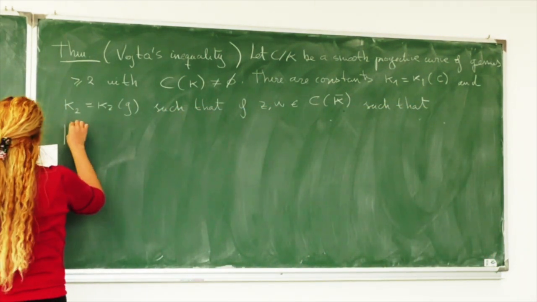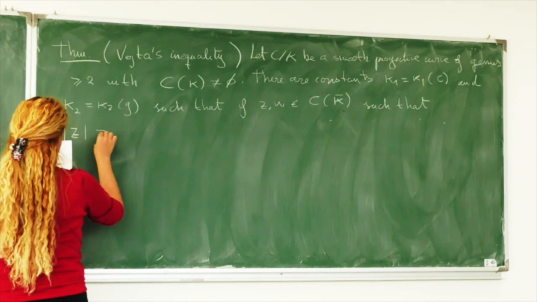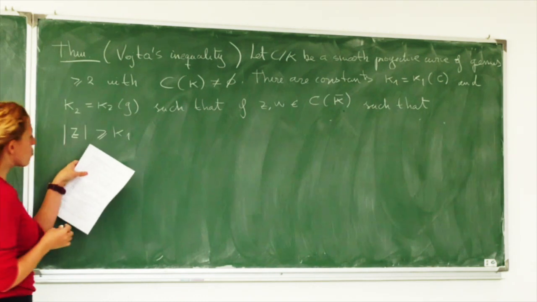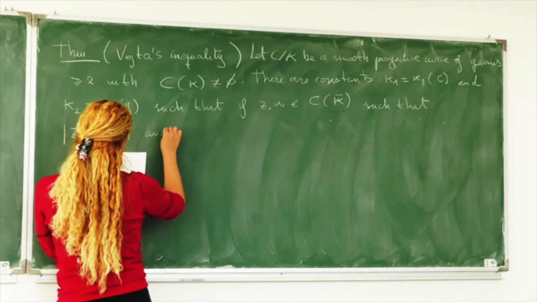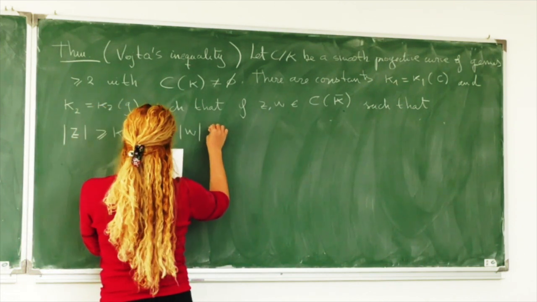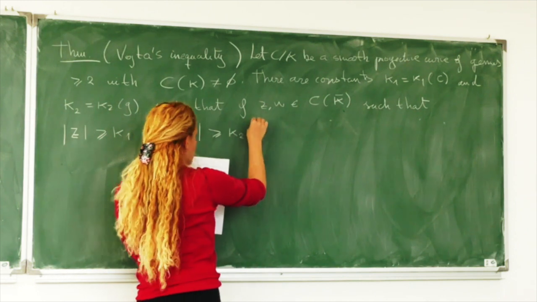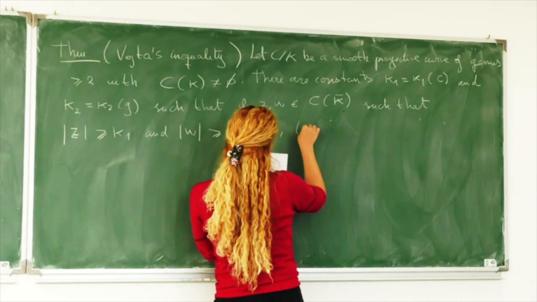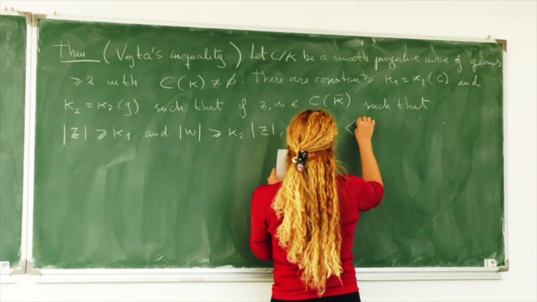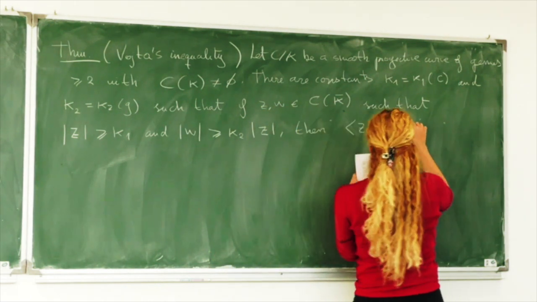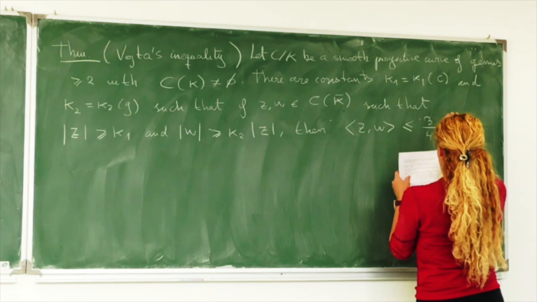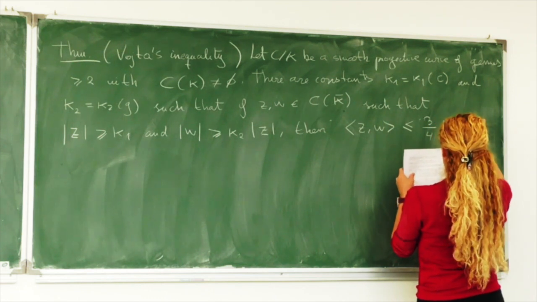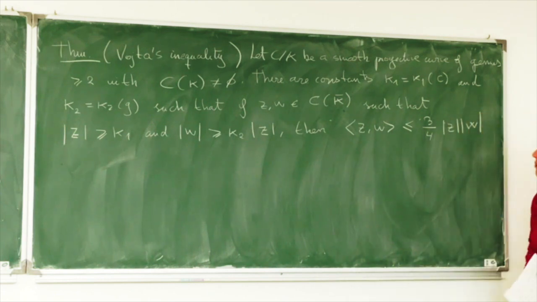So the norm of Z is greater or equal than kappa 1. I'm going to recall now what the norm is. Of course I'm using the height. And the norm of W is greater or equal than kappa 2 times the norm of Z. Then the pairing associated to these 2 points is smaller or equal than 3 divided by 4 of the product of the norms. So this is what is called Vojta inequality.